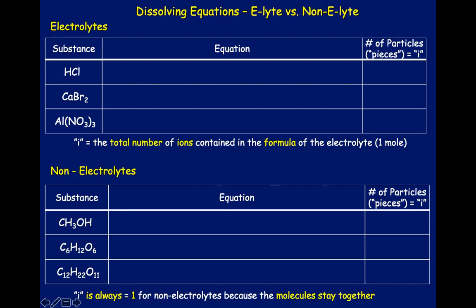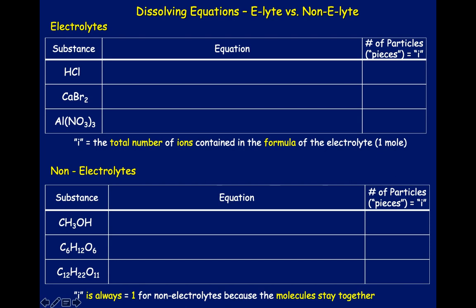And again, the total number of particles is what we're looking for here in the formula. However, the non-electrolytes are not going to break up at all because those molecules stay together. So the key is that you have to recognize these non-electrolytes first. They're going to stay as one. But your ionic compounds or your acids and your bases will break up into the number of ions here.